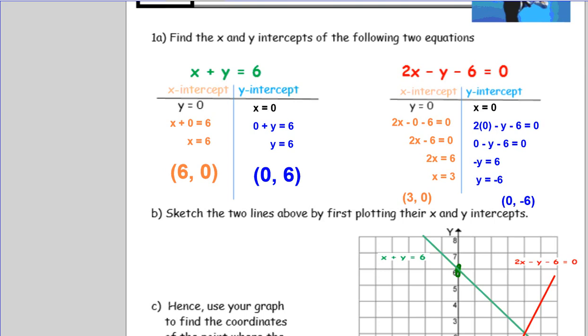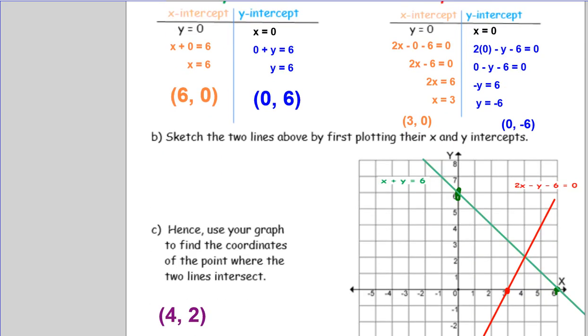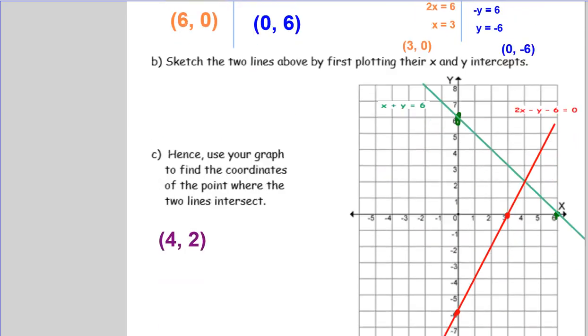So the x-intercept was 3, 0. So here's my x-intercept. The y-intercept was 0, negative 6. And then I just drew a line through that. And as I said, a good idea to label your lines. That's important. So that's done. Now part B is done.